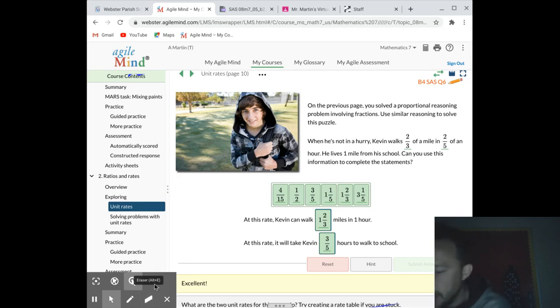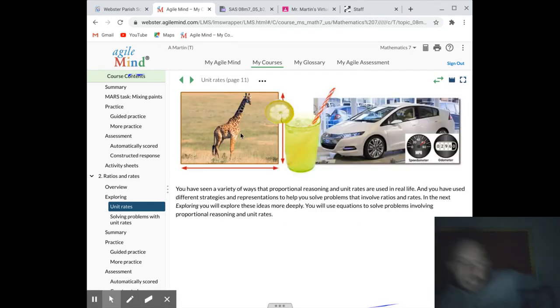Oh. All right, we got one more page and then we're going to go. So it says you've seen a variety of ways that proportional reasoning and unit rates are used in real life, and you have used different strategies and representations to help you solve problems that involve ratios and rates. In the next exploring, you will explore these ideas more deeply. You will use equations to solve problems involving proportional reasoning and unit rates.